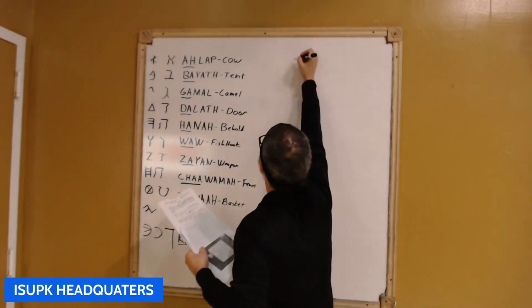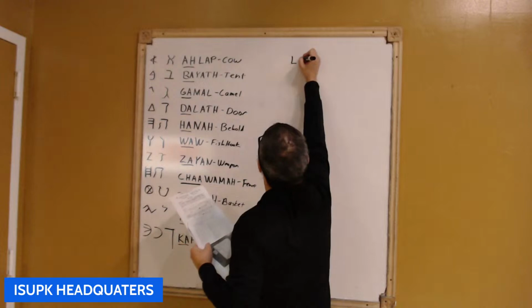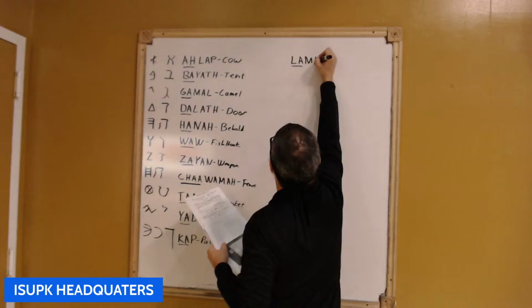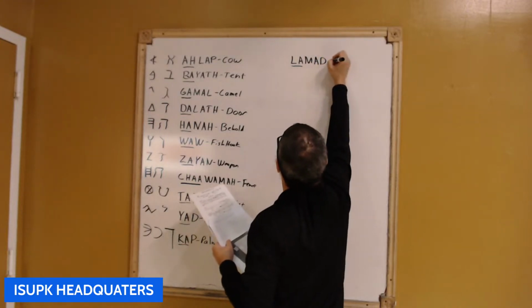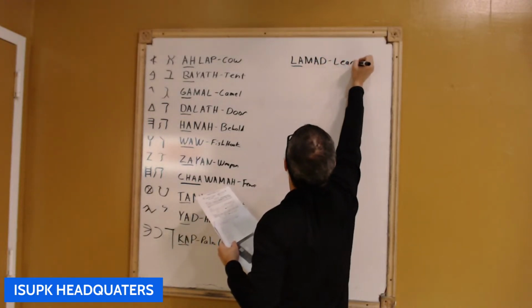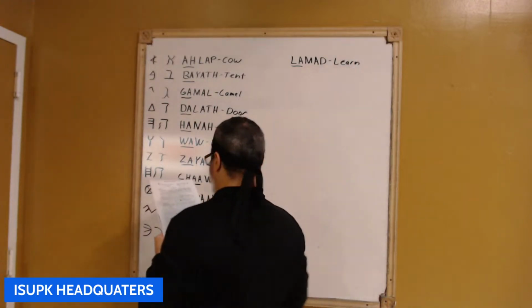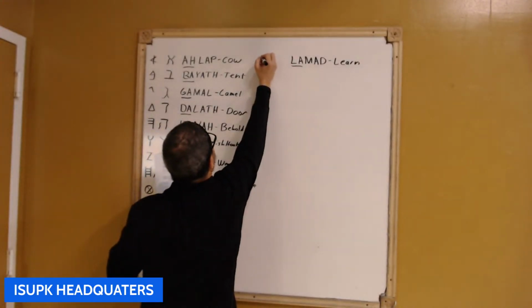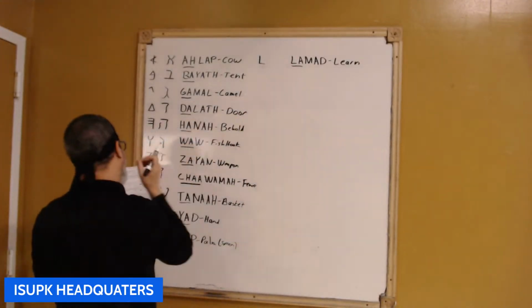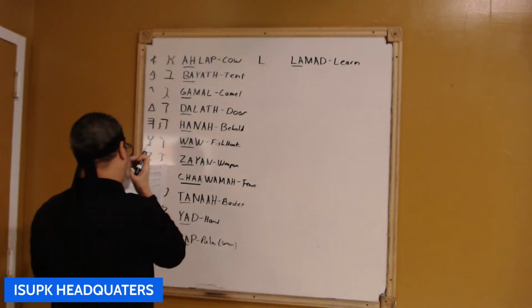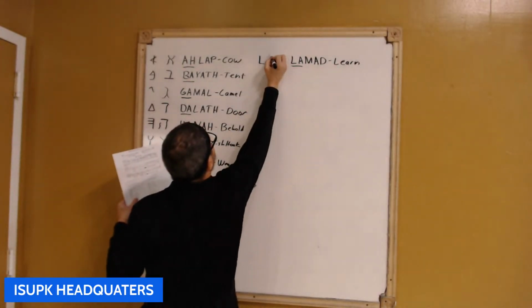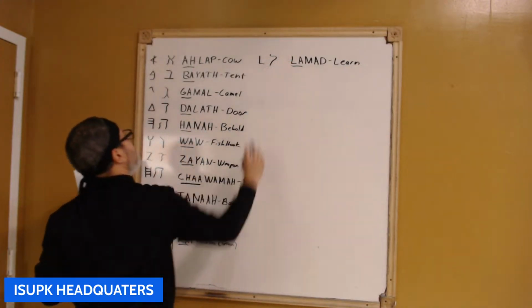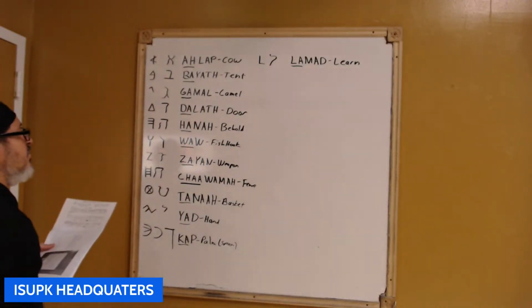We got the La, which is short for Lamad, which means learn. And the ancient is just the letter L, same as the sounds there. And the modern, it's drawn like this. So it's got a curvature to it, but that's the modern version of the L.